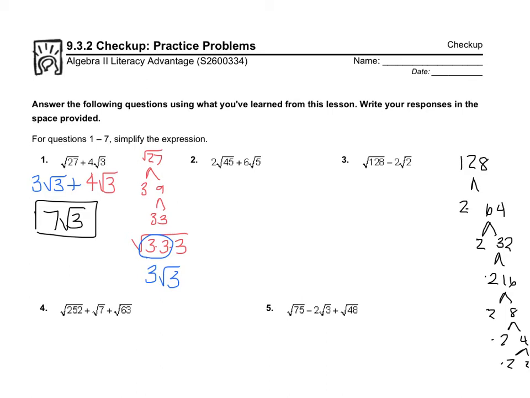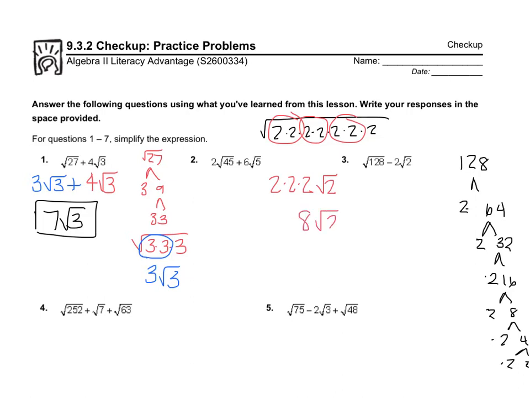So the square root of 128 is really 1, 2, 3, 4, 5, 6, 7 2's. And I'm looking for pairs. Well, I have 1, 2, 3 pairs of 2's. So that's going to become on the outside 2 times 2 times 2, and then square root of 2 on the inside. 2 times 2 times 2 is 8 square root of 2, and then I have to bring down my minus 2 square root of 2. Well, these are like terms, so I can go ahead and subtract 8 minus 2. 8 minus 2 is 6 square root of 2, and that would be my final answer.